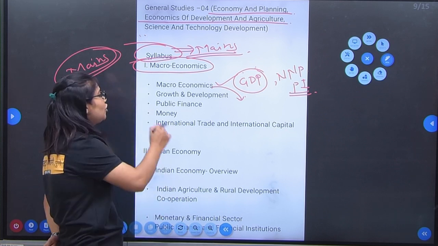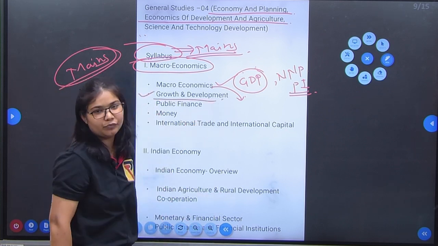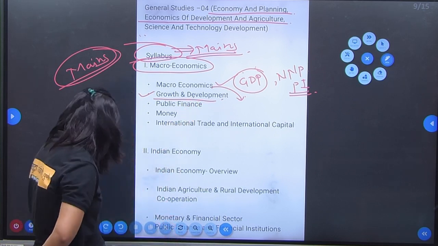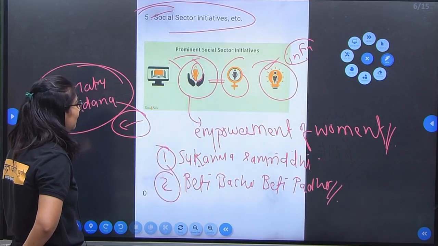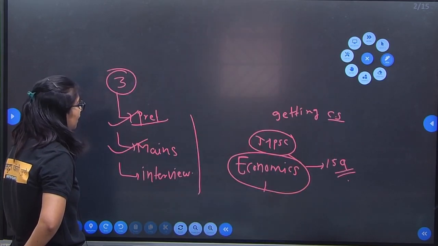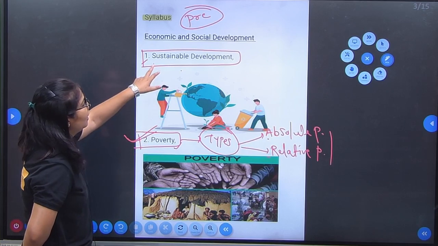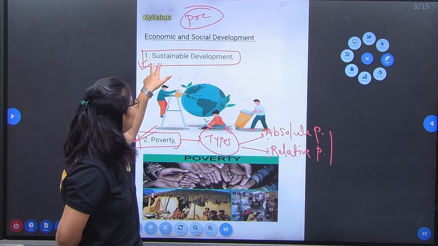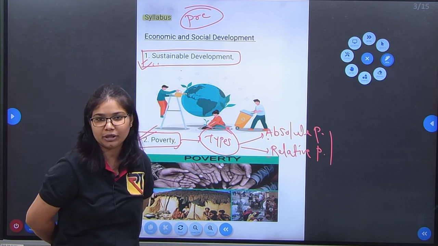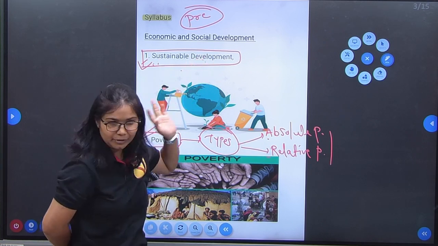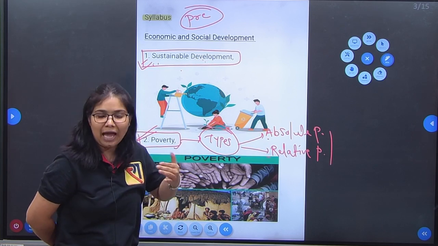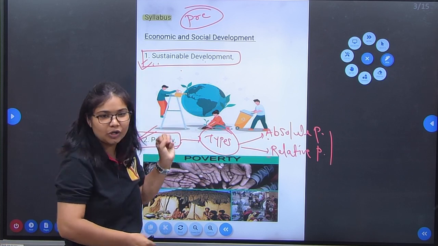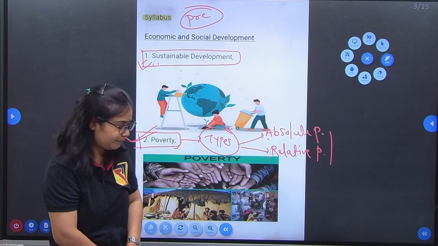Then the next topic is growth and development. This is actually not an overlapping topic, it is the subsequent one. Growth and development is dealt with before the sustainable development topic, because to learn development we have to know about growth, and the relationship between growth and development. So in the basics of economy, that section will be dealt with.